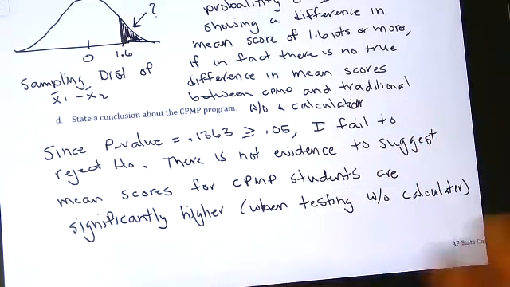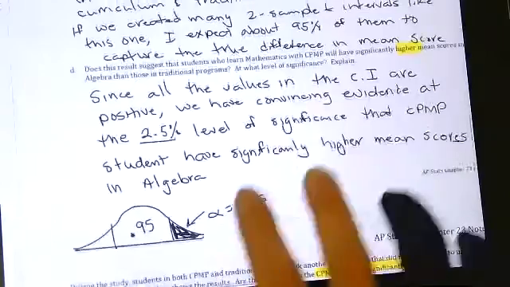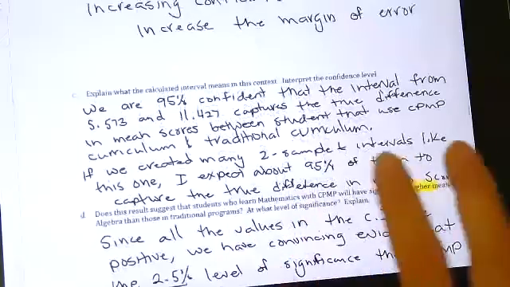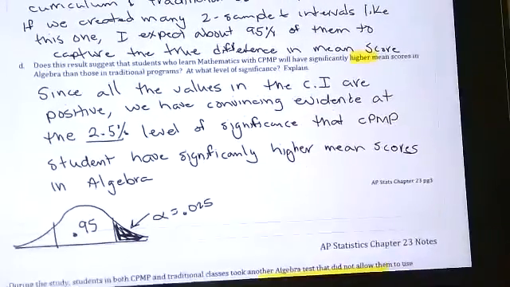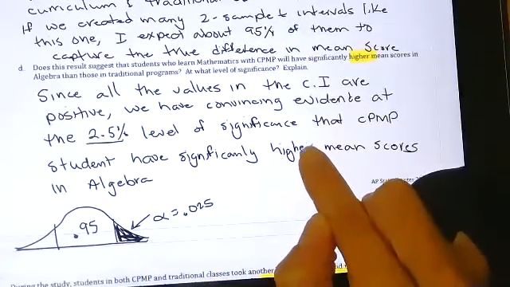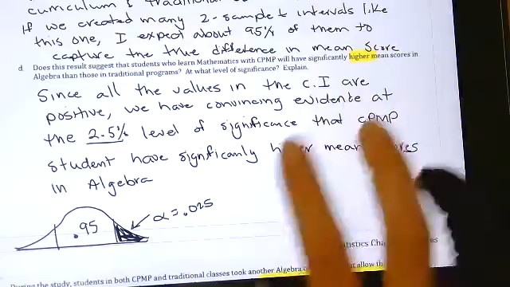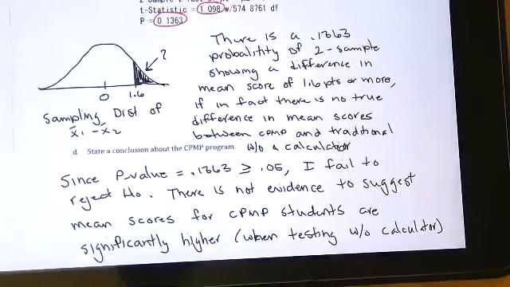Because on the other page, we actually did see a significant difference. Because all the values in our confidence interval were positive, we did see a significant difference in scores when the students were allowed to use a calculator. But over here, when the calculator was taken away, we did not see a significant difference between the two programs. So is CPMP better than traditional? Kind of hard to say.